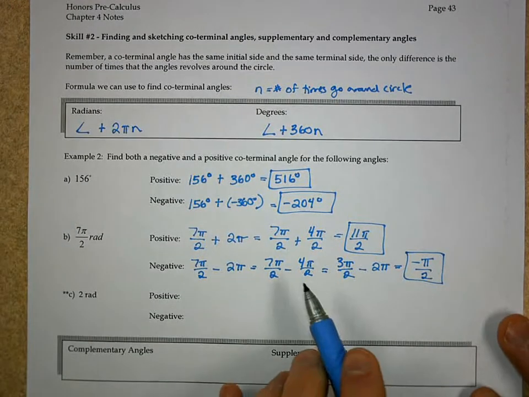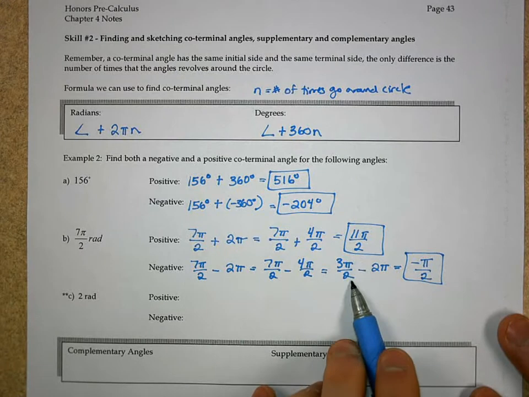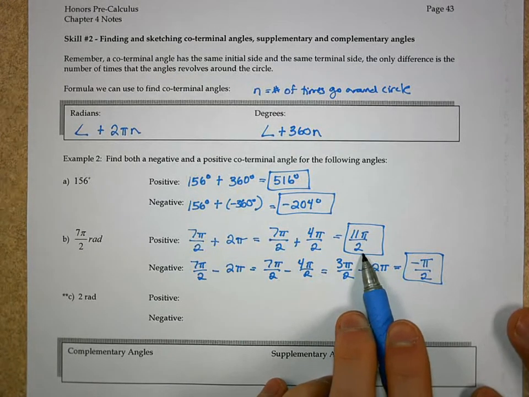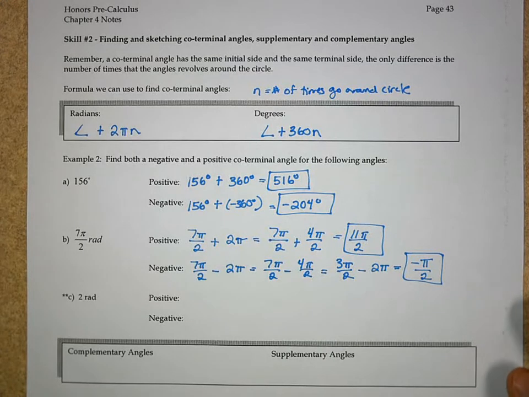So this answer right here where I had the 3 pi over 2, that would have been a perfectly legitimate answer for another positive coterminal angle. So I don't necessarily have to always add to get another positive coterminal angle or subtract to get negative. I might be able to do a subtraction as long as I don't go into a negative angle measurement.